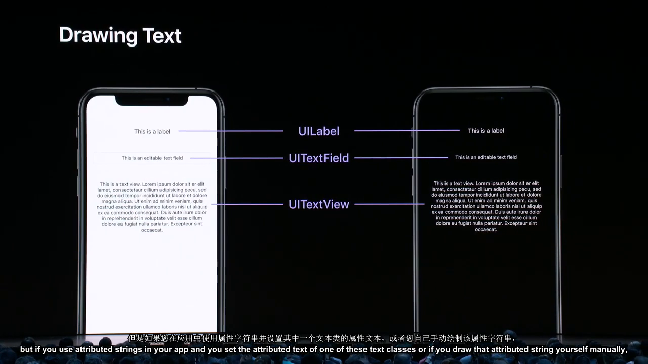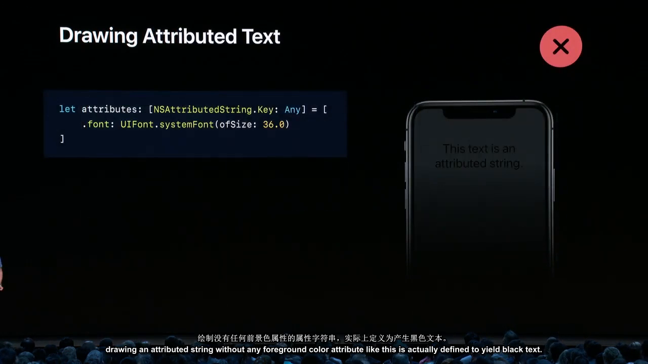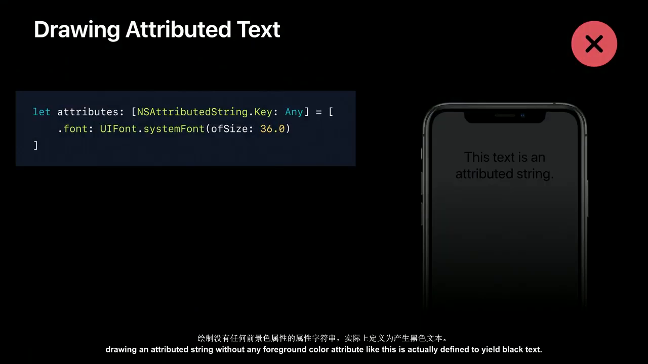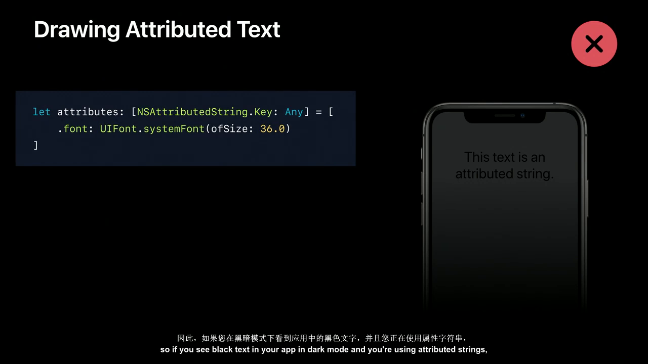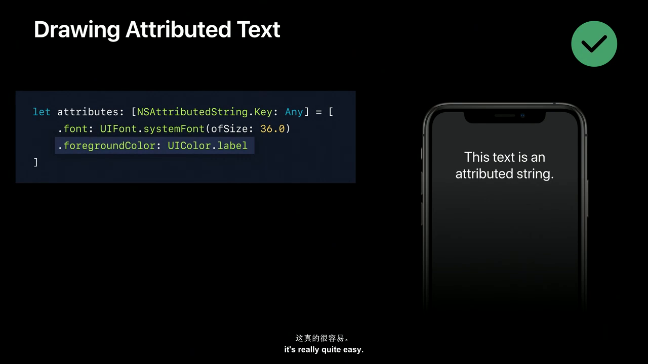But if you use attributed strings in your app, and you set the attributed text of one of these text classes, or if you draw that attributed string yourself manually, you should keep in mind that you need to specify a foreground color. Drawing an attributed string without any foreground color attribute like this is actually defined to yield black text. So if you see black text in your app in dark mode, and you're using attributed strings, just make sure you're specifying a dynamic color like label, just as you see here for that foreground color attribute. It's really quite easy.